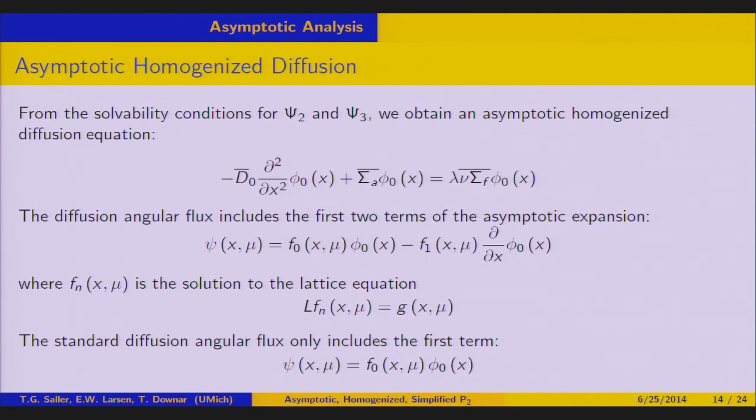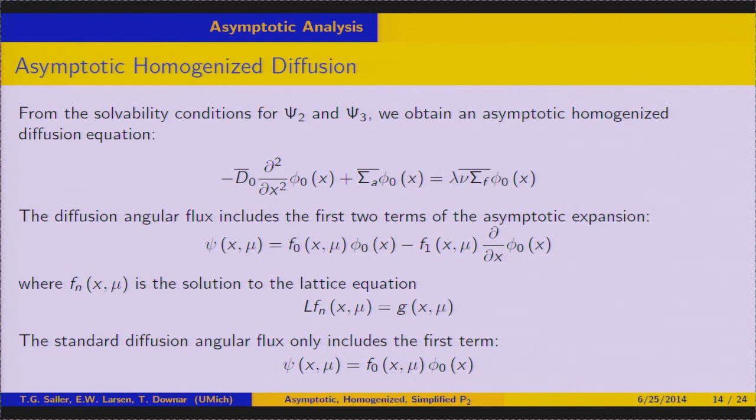So this is one step below SP2. This is diffusion theory. So if we look at the solvability conditions for just psi 2 and psi 3, we get the diffusion equation with a diffusion coefficient that is unique and complicated, and I didn't write it down. And if we go back to our expansion of the angular flux, we get it in terms of these weird f functions that I'm not going to go into, and the result from our diffusion equation, the solution and the derivative of the solution. And this is actually very interesting because normally when you do diffusion theory, and diffusion theory is kind of the workhorse for full core calculations, you assume that the angular flux only has the first term.